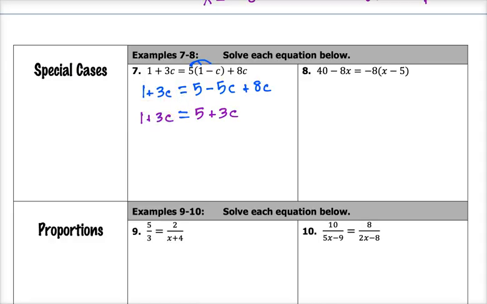And then when I go to move my variable from one side to the other, I can subtract 3c from both sides, and you'll notice that variable goes away not only on one side but also on the other. So you're left with this statement here, 1 equals 5. Anytime your variable disappears completely, you get one of your special cases. Your special cases are all reals or no solutions. Because this is a false statement and 1 is not equal to 5, this is a no solution.